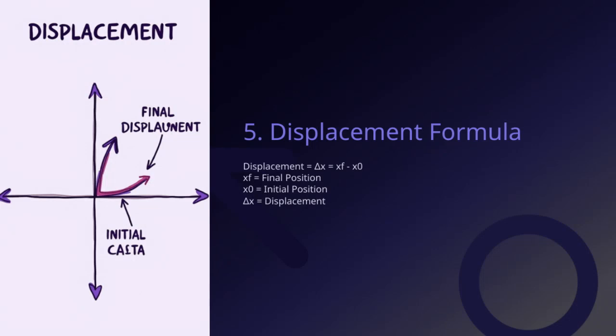All right, let's take a closer look at the displacement formula. Displacement, which we write as Δx, is simply the difference between the final position, xf, and the initial position, x0. Think of it as how far an object has moved from its starting point to its ending point. The final position, xf, tells us where the object ends up, while the initial position, x0, is where it started. The displacement, Δx, captures the overall change in position, regardless of the path taken.